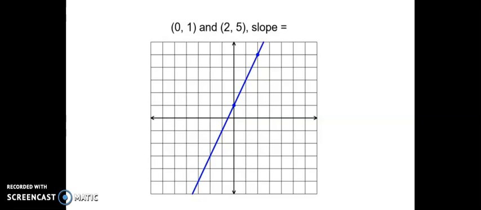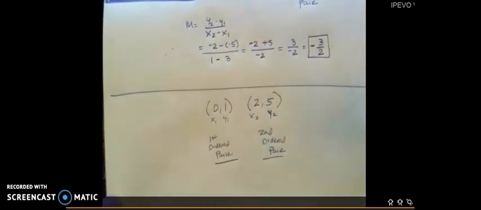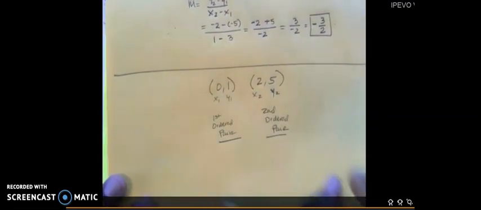Now, at this point, we have 0, 1, and 2, 5. We need to figure out what the slope is. So notice, my line is actually going in this direction now. It's going to be in a different shape. So if we think back to the slope tree, we know that that should result in a positive number. If I get anything besides a positive number, I know that I need to go back to the drawing board. So at this point, I'm expecting a positive number.